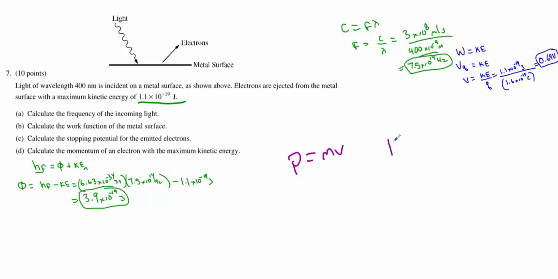We're going to find that from the kinetic energy equation. Kinetic energy is 1/2 mv squared. Now I could isolate v, plug it in for here, and then make a nice, fun-looking equation. I'm not going to do that. I'm just going to find v first and then plug it in here and find momentum.